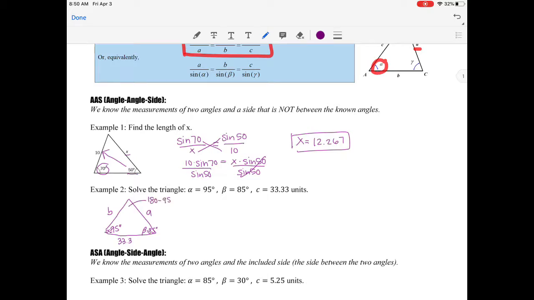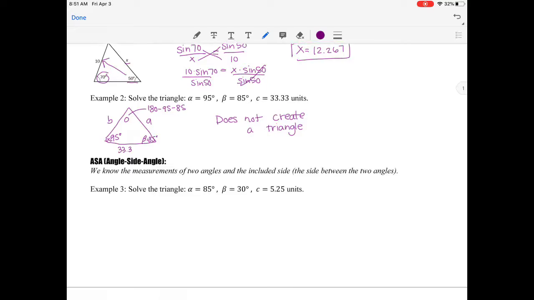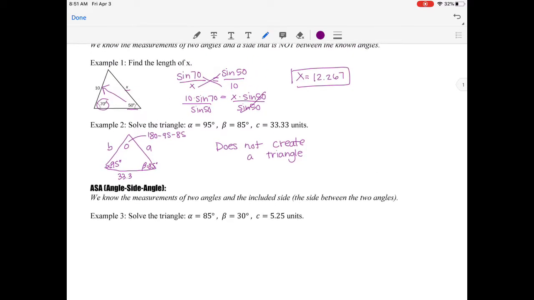So if you wanted to find that last angle, think about doing 180 minus 95 minus 85. And notice just right then when you do that, you end up with 0. So is it possible to have the last degree to be 0, or even for that fact negative? The answer there is no, it's not a triangle then. So this does not create a triangle. Or in the homework, they'll often have you write DNE for does not exist.